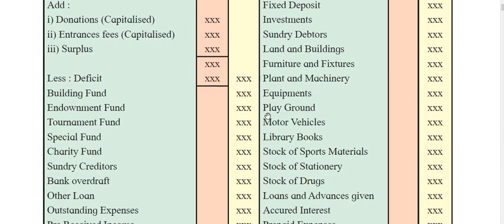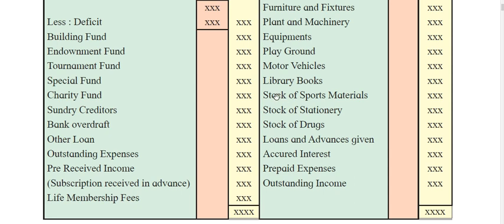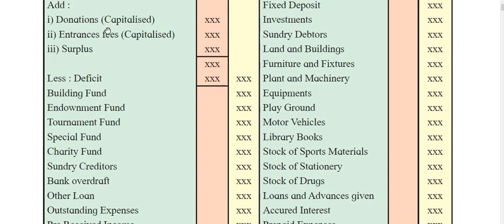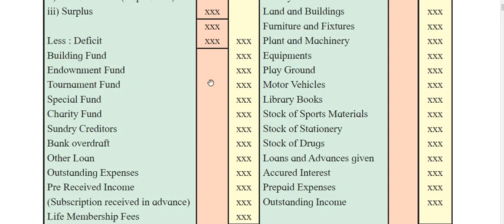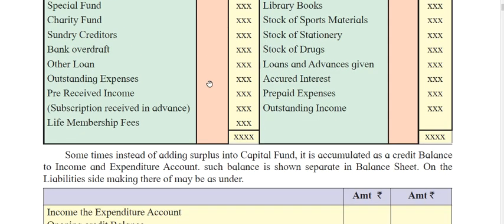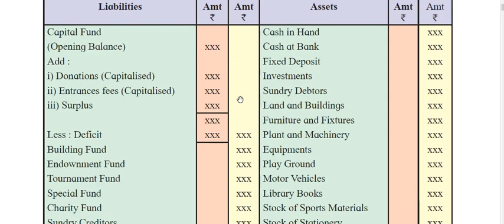When we are calculating final accounts, we use the same method, and some entries are going to change: surplus and deficit and the capital fund. These are the things where a little bit of adjustment is there. So this is a specimen of a balance sheet.